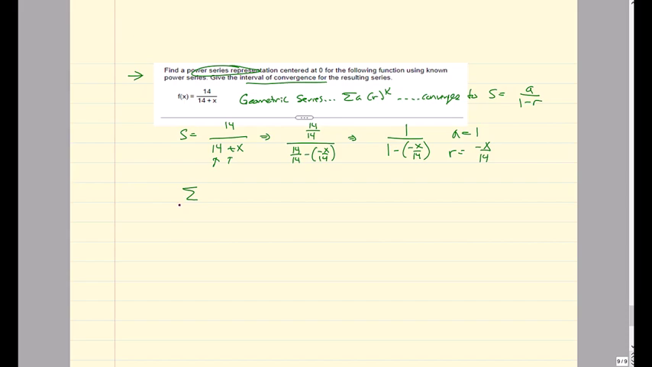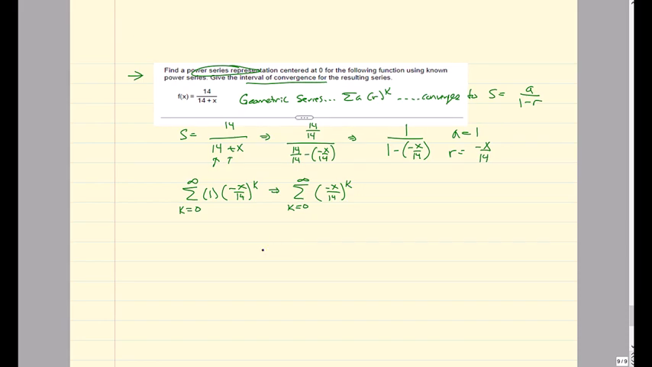So if we write this geometric series, this is going to go from k equals 0 to infinity, and I'm going to have a, which is 1, times r, which is negative x over 14, to the k. The 1 doesn't end up mattering because 1 multiplied by anything is just itself back. So I end up with the sum from k equals 0 to infinity of negative x over 14 to the k. So that would be the series that I have here.